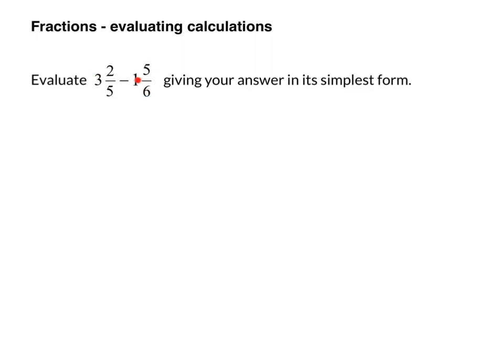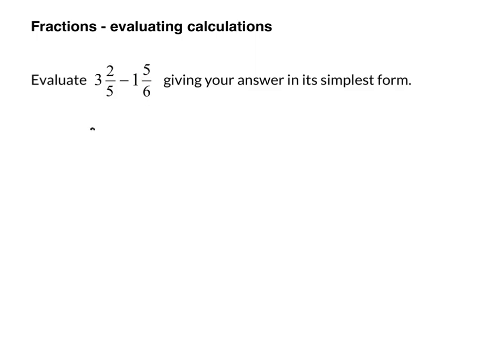So the 3 take away 1, that's easy enough. 2/5 is less than half. Well, 2 is less than half of 5. 5/6 is more than half because, well, 5 is more than half of 6. So basically this fraction isn't really big enough to take away 5/6.